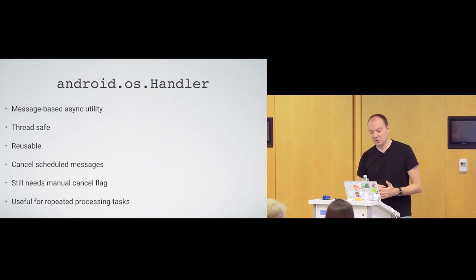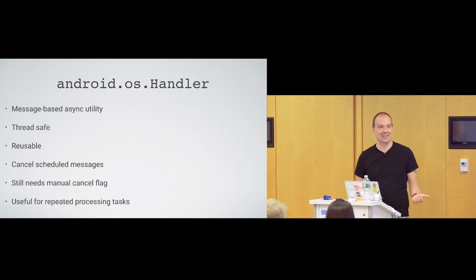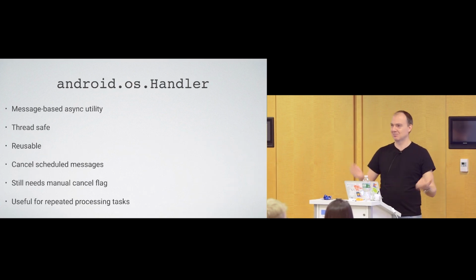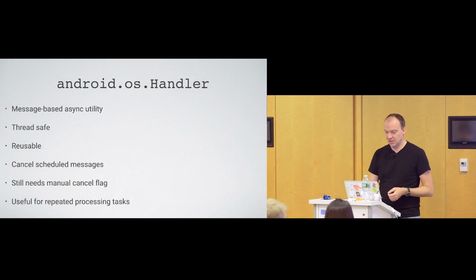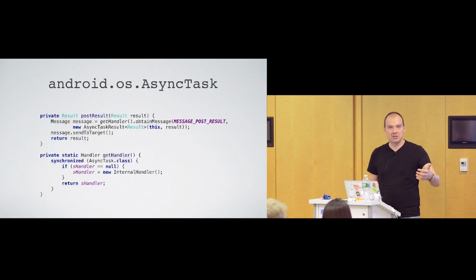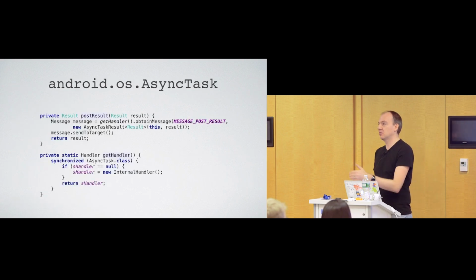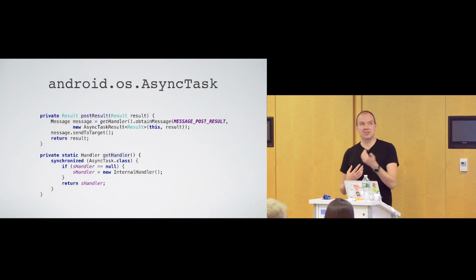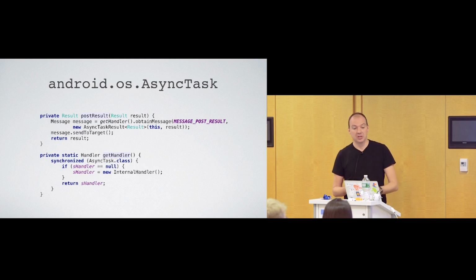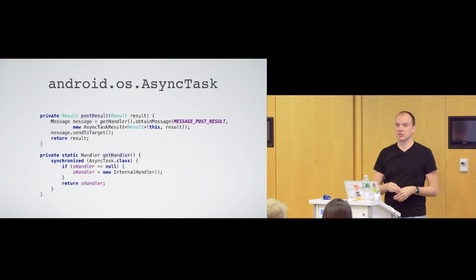Async task is probably one of the most misunderstood and underappreciated classes in Android. Everybody says it's just bad, it leaks references, don't use it. Let's look at how it looks internally. So you know that you have the on post execute where you get the result. And the way the result is delivered is using a handler. It uses that internally. So it gets a handler, it obtains a message for that handler, puts the result into that message, and posts it off to that handler.